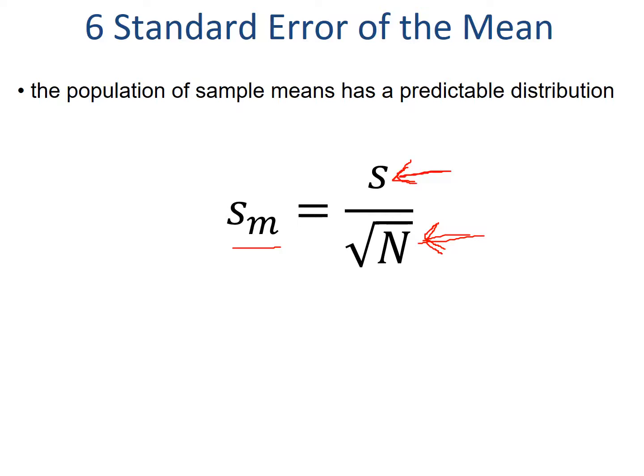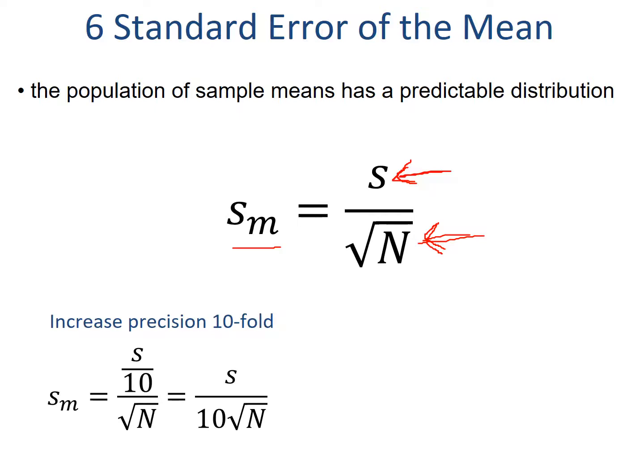So let's work out some of the math. For example, if we increase precision tenfold, we'd essentially have s divided by 10 for our standard deviation. This could happen if we, say, use a more accurate scale.